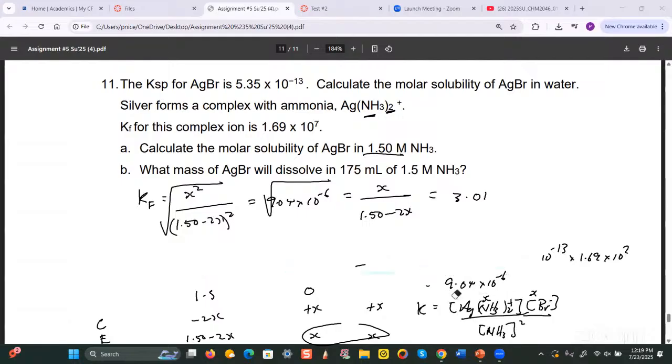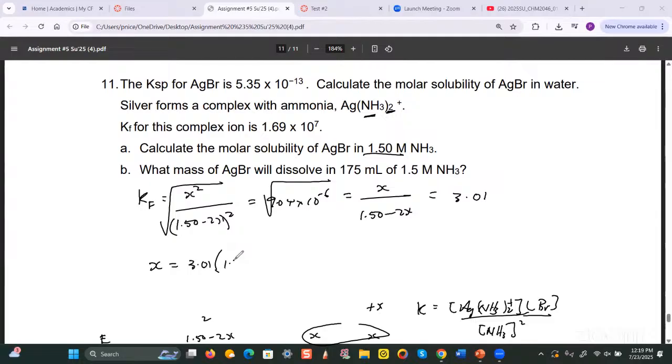So to solve for X, just some more algebraic steps that we have to do. When you cross multiply, you're going to get X is equal to 3.01 times 1.50 minus 2X. Oh, sorry, 3.01 times 10 to the minus 3. Can't forget that, 10 to the minus 3. So let me change this down here.